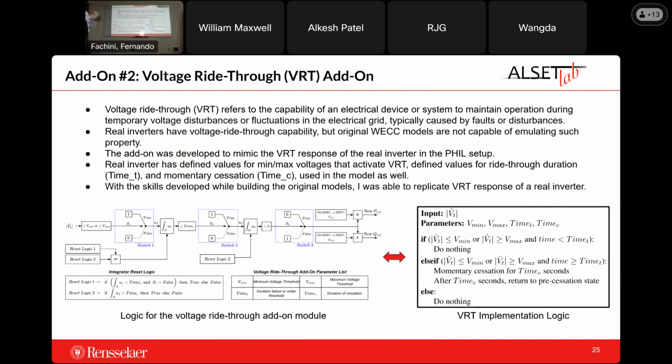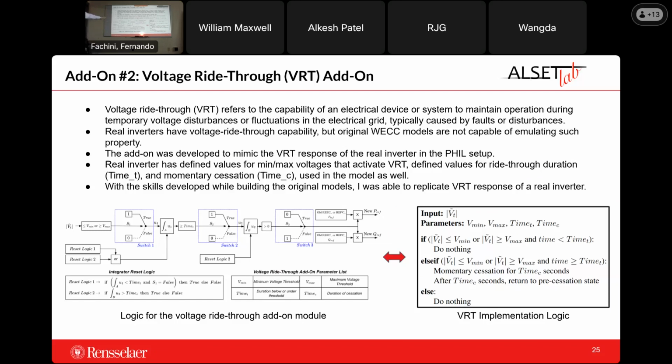So this is the second add-on that I've added to the model. It's the voltage ride-through capability add-on. Voltage ride-through refers to the capability of an electrical device or system to maintain operation during temporary voltage disturbances or fluctuations in the electrical grid, typically caused by faults and disturbances. And real inverters have this voltage ride-through capability, but the WEC models are not capable of it, and this is described in the reports as well. The add-on was developed to mimic the VRT, voltage ride-through capability, of the inverter that we have in the hardware-in-the-loop. And this is shown in the pictures down below.